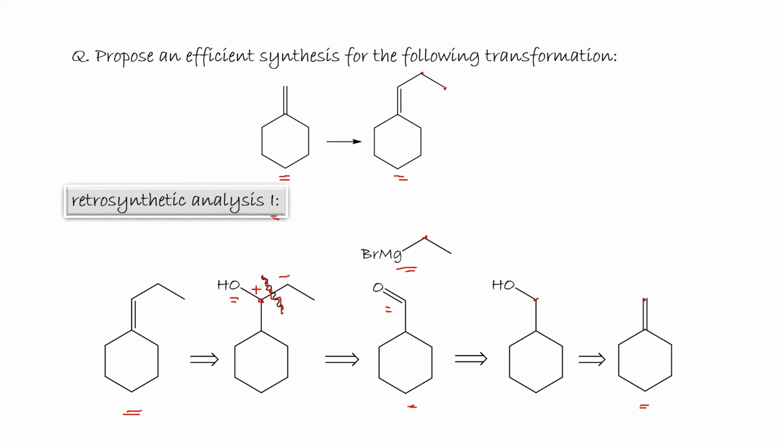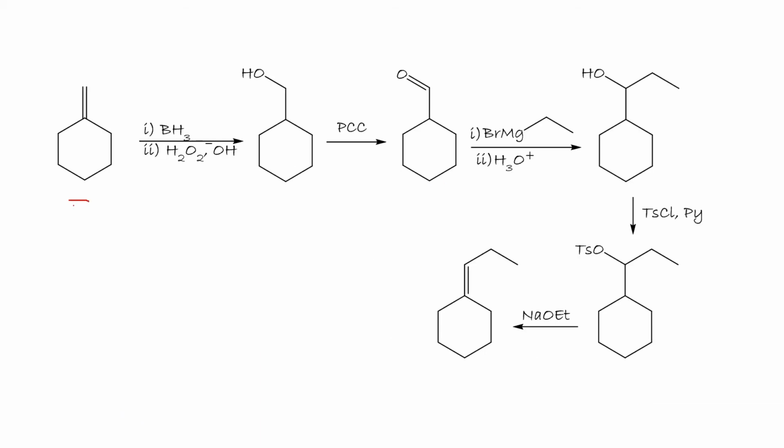Let's see the synthetic pathway. So we start with this starting material, hydroboration, hydrogen peroxide in base, we get the primary alcohol, pyridinium chlorochromate oxidation, primary alcohol to an aldehyde, then react this with ethyl magnesium bromide, we get the salt. Upon hydrolysis, we get this alcohol. OH is not a good leaving group, so we have to transfer it to tosylate using tosyl chloride, pyridine, we get O-tosyl.